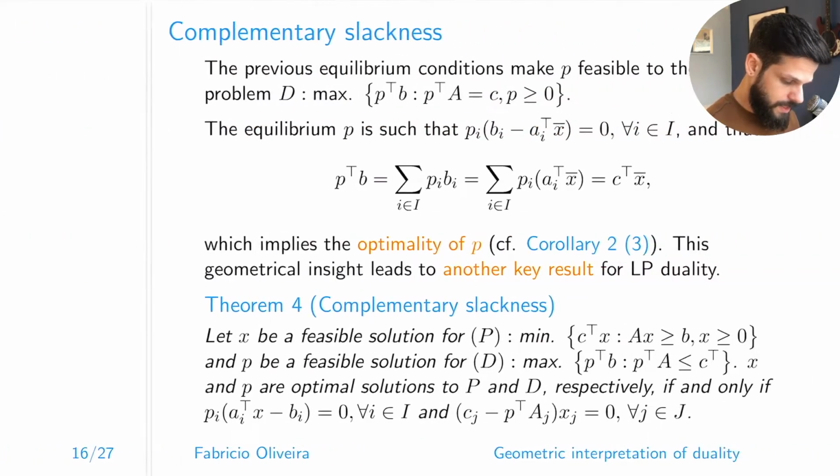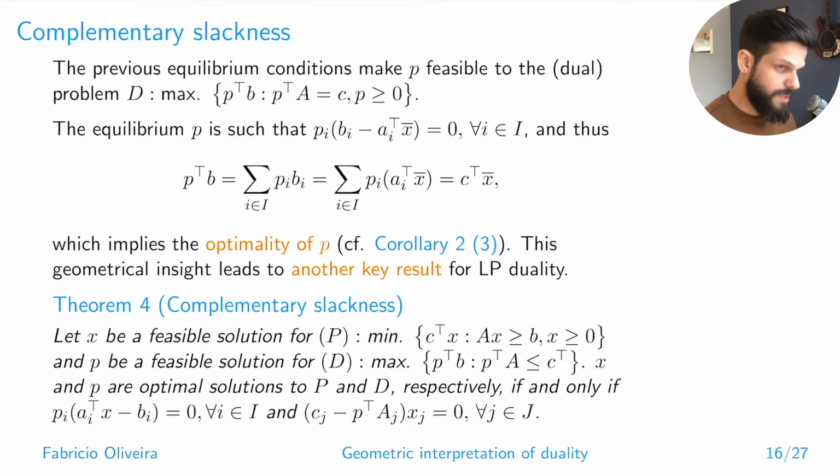So that leads us to theorem 4, called complementary slackness. What complementary slackness says is that if you have an x that is feasible for the primal and a p that is feasible for the dual, then x and p are optimal for their respective problems if and only if the complementarity conditions hold for the primal and the complementarity conditions hold for the dual. And that is sort of a derivation of the other two results.